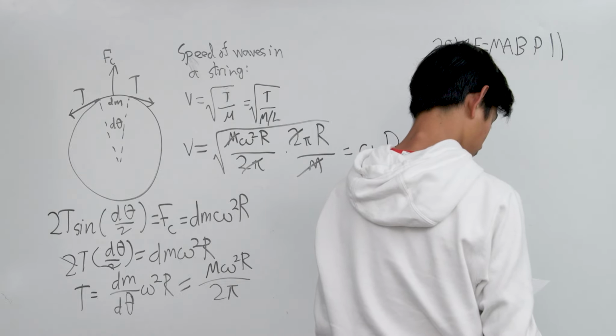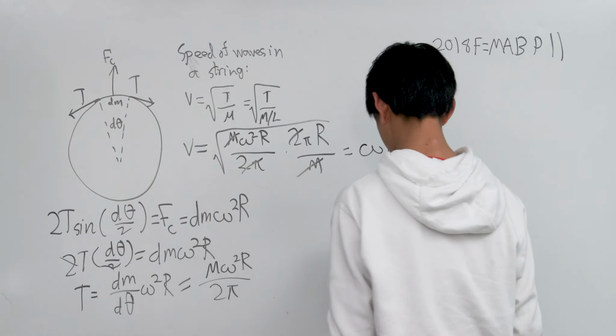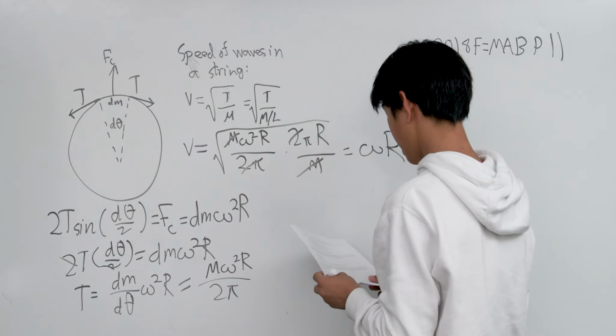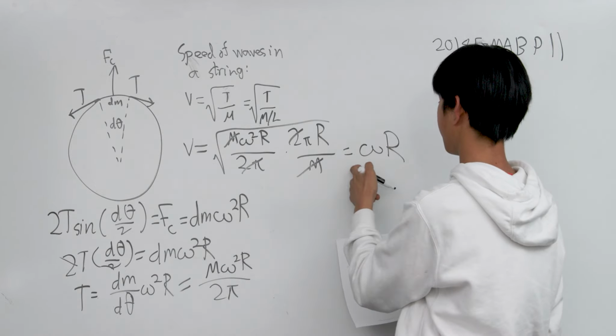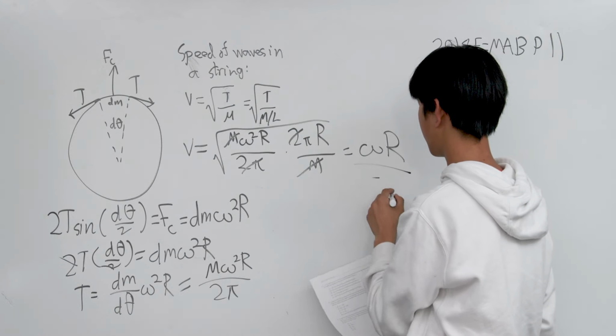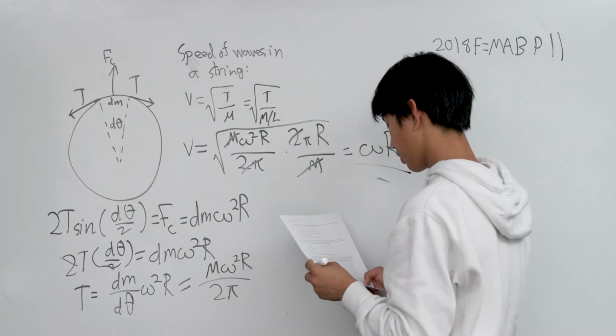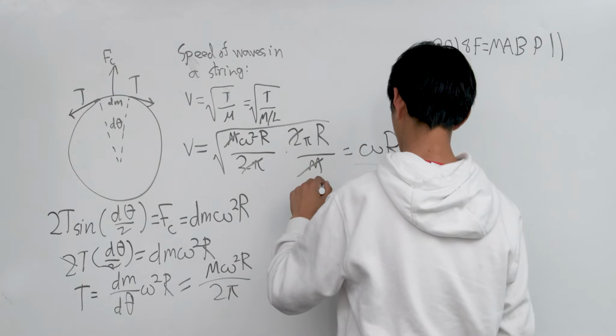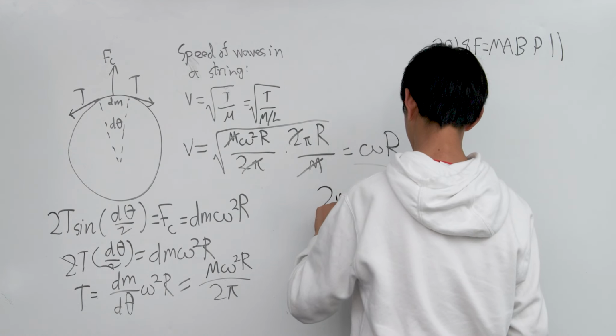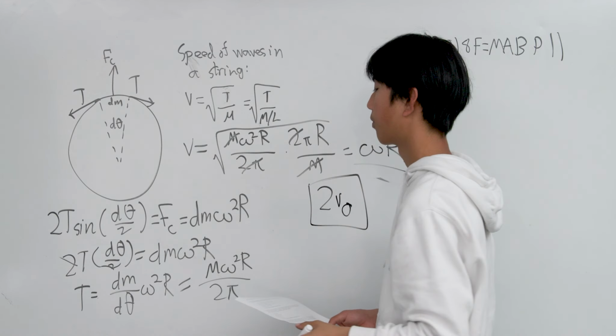And what this correlates to is basically, since it's proportional to each other, if omega is doubled, the speed is also going to be doubled. So we have 2v0 as our answer for this problem.